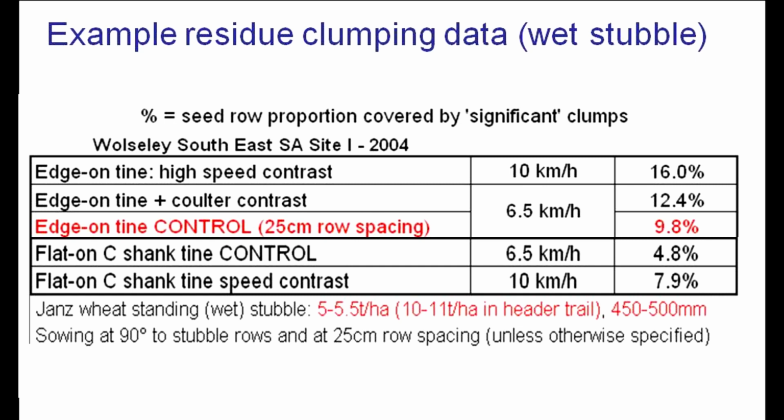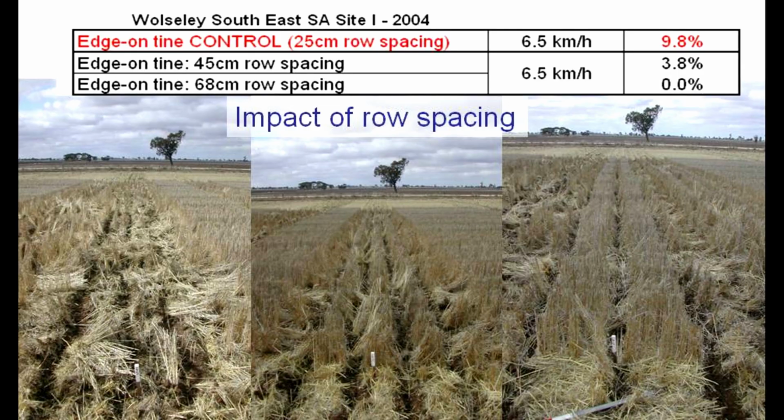The crop is a different crop now. It's higher tonnage, 5.5 tons per hectare, with much higher concentration in the header trail. A taller crop as well, 500 mil, but also wet residue. So these basically have a big impact on the extent of clumping happening in the field.